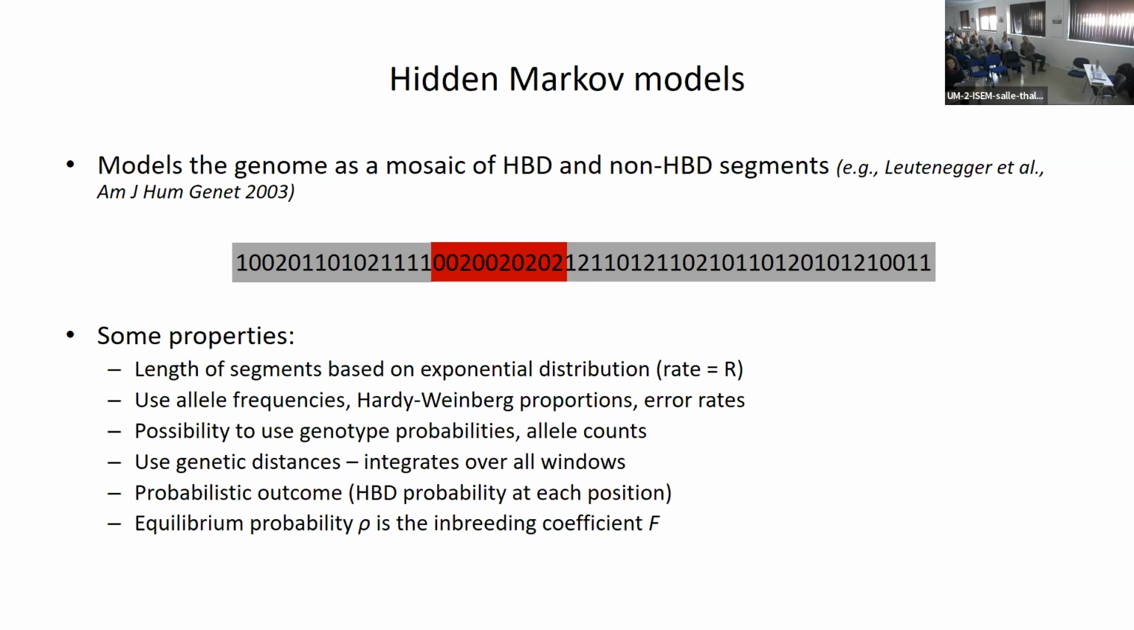It uses the genetic distance between the markers, which was not done by the other methods. And in fact, it doesn't use a given window size, but it integrates over all the possible windows, all the possible chains. And there is a probabilistic outcome. It tells you the probability to be HBD at each position.